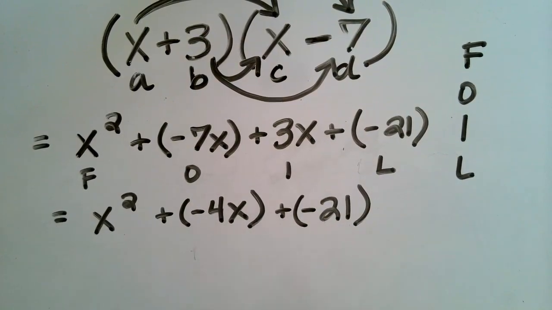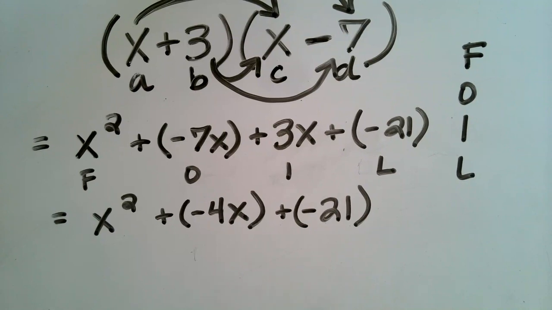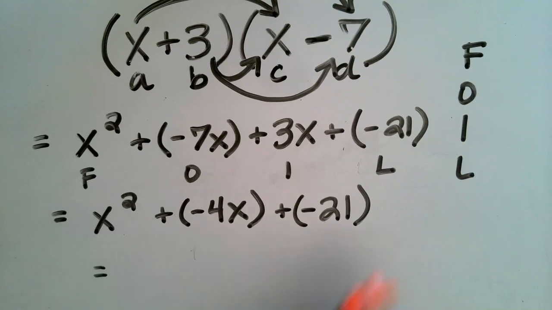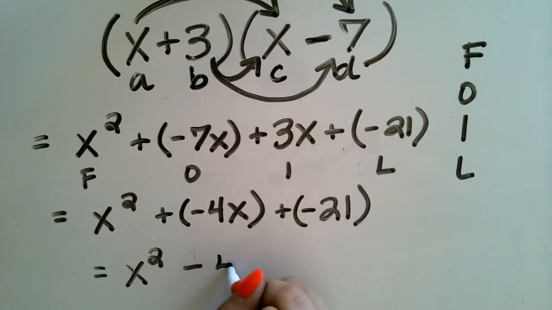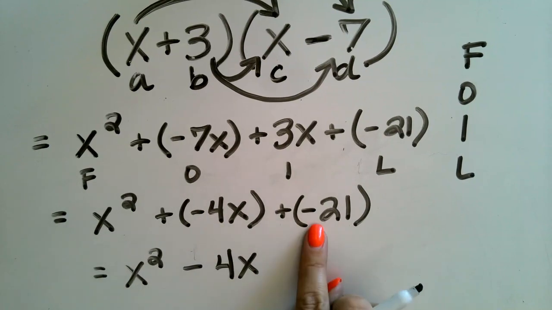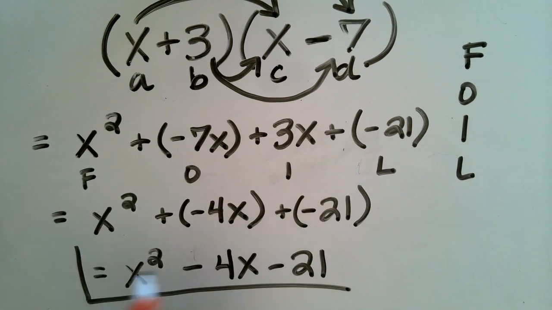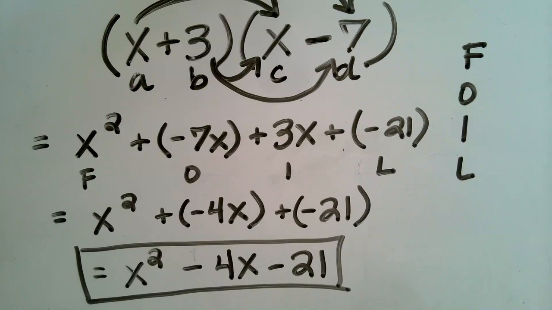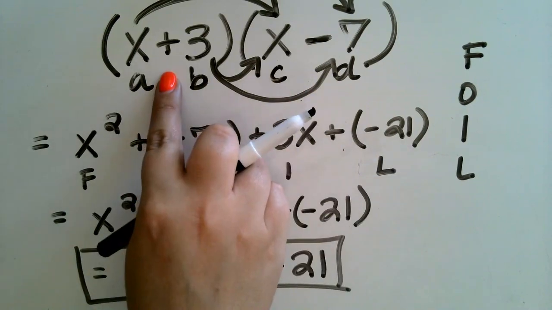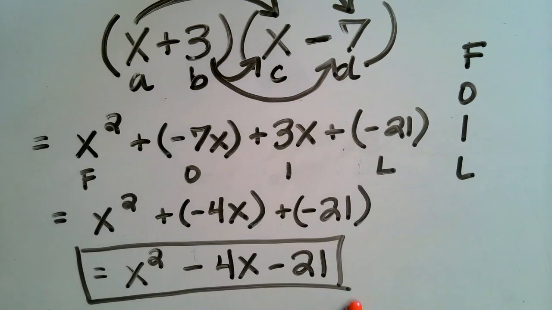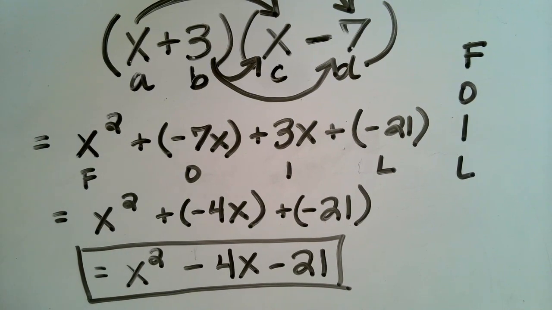Remember, anytime I have those negative numbers, I like to put parentheses around them. And then finally, let's clean this up a little bit. x squared, remember when we're adding a negative, it's the same thing as a subtraction, minus 4x. Same thing here, minus 21. We have successfully multiplied together our original binomials of x plus 3 times x minus 7. It is the same thing as x to the second minus 4x minus 21.